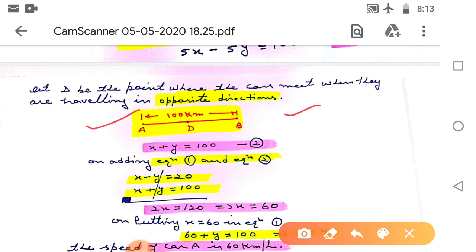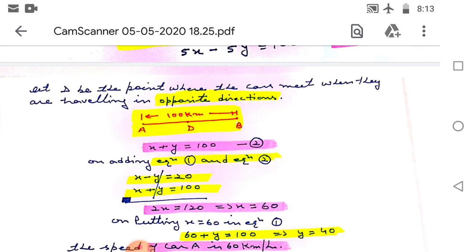So car A, the speed is x kilometers per hour, and after 1 hour, the position of the car is at D. So distance covered is x. Car B, speed is y kilometers per hour. After 1 hour, it reaches D. So in this case, the distance is y. So AD plus DB is equal to AB. The distance AD plus BD is equal to 100. That is AB. So x plus y is equal to 100.